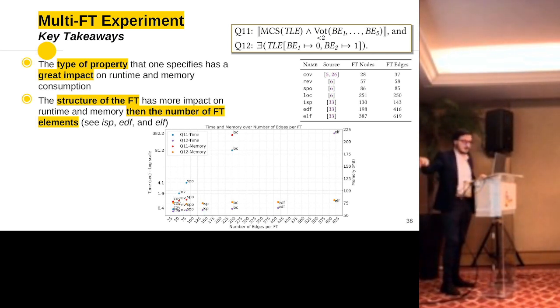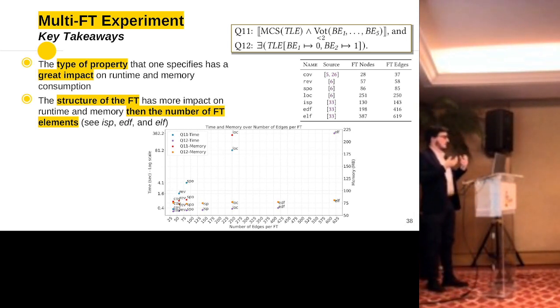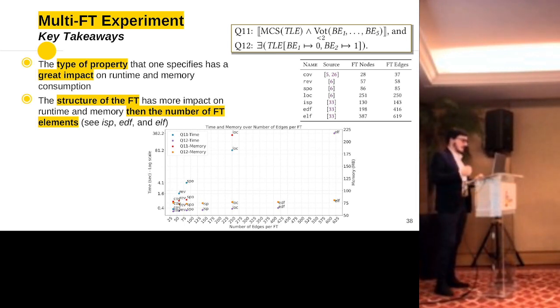If you take a look at, for example, the edges of the fault tree, or at the ISP, EDF, and ELF fault trees, those are the fault trees that are more intertwined, so they resemble more of a directed graph than actually a tree in the structure. They also have more AND gates and voting gates than the other trees, where the OR gate is prevalent. So it's not so much about the number of nodes, but the structure of the fault tree itself that impacts this evaluation.